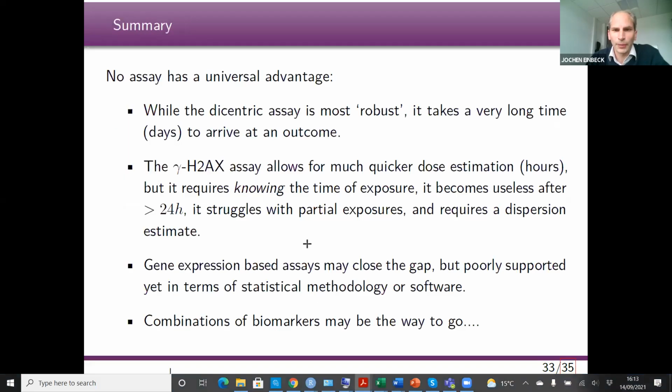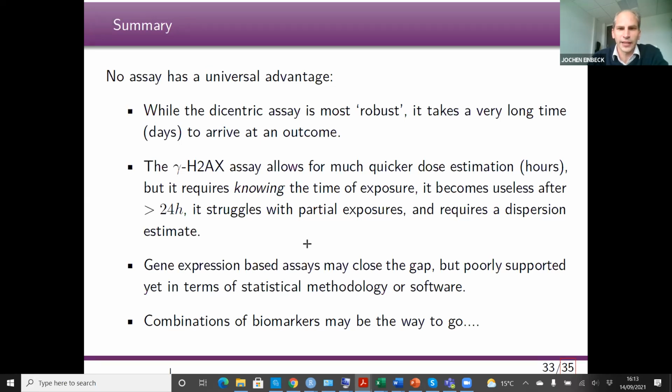So I'm coming now to the summary. Summarizing, I've shown now 2 assays. I could have shown more, but I think 2 is more than sufficient to illustrate the problem. The centric one is the most robust one, but it takes quite a long time, and it's very labor intensive to actually arrive at an outcome.